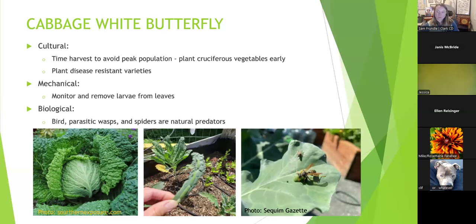Biologically, birds, parasitic wasps, and spiders are all natural predators. So we want to make sure we are providing an environment that promotes birds, parasitic wasps, and spiders.